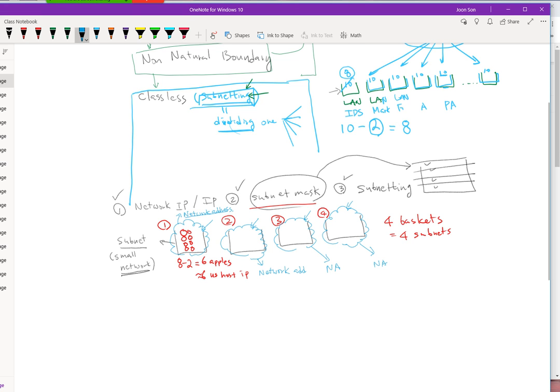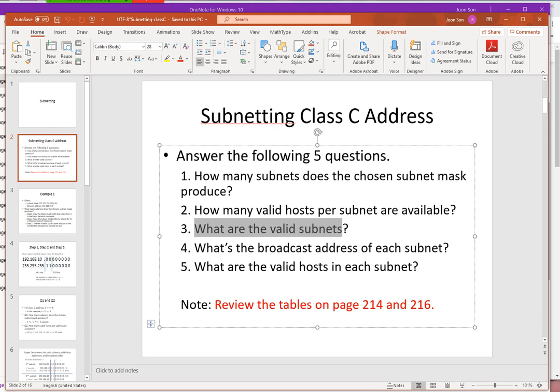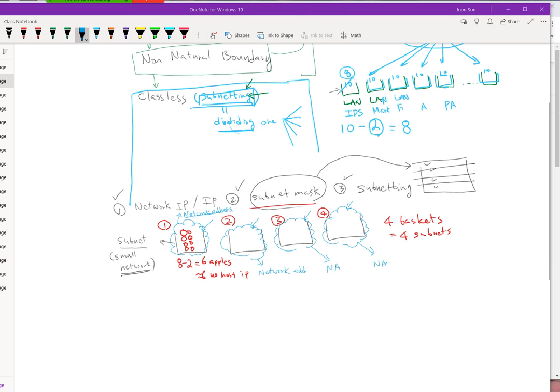Okay? The fourth one, what are the broadcast addresses for each subnet? Same thing. Each basket is a network, right? So it must have a broadcast address. So network address, broadcast address. Network address, broadcast address. You should be able to find out the broadcast address for each bucket, for each network. So that's the fourth question.